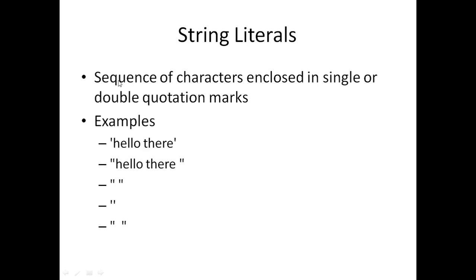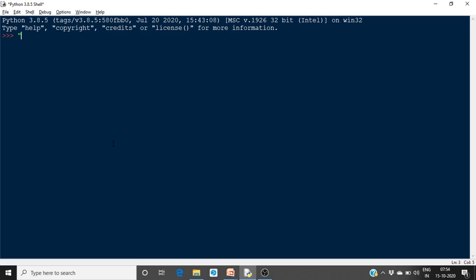In this lecture, we'll see only string literals. A string literal is a sequence of characters enclosed in single or double quotation marks. So these are some of the examples: Hello, there. We'll write some programs in IDLE. I have mentioned that it can be written in single quotes as well as in double quotes. We will see first in single quotes.